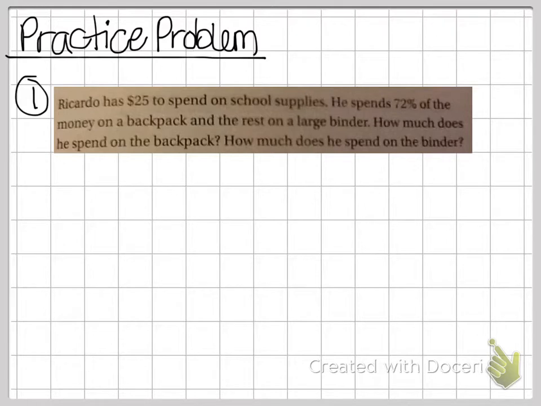So taking the percentage that you know is for the backpack and using what's left of that 25 to figure out how much the binder costs.